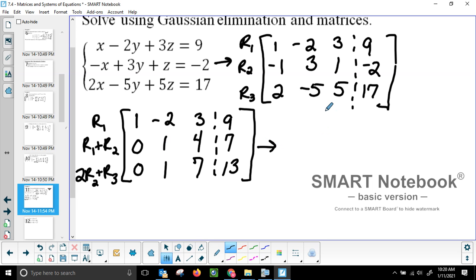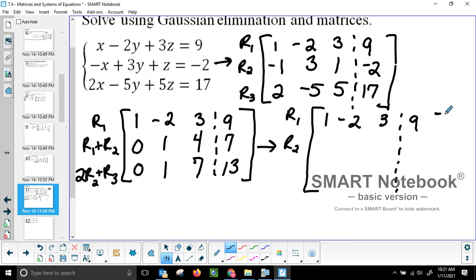Now with the next column, I want this... This doesn't matter, right? Anything after the 1 is fine. This has to be a 1, which it is. And this has to be a 0, which it is not. So my first 2 rows are perfectly fine, so I can leave them. We have 1, negative 2, 3, 9, and 0, 1, 4, 7.